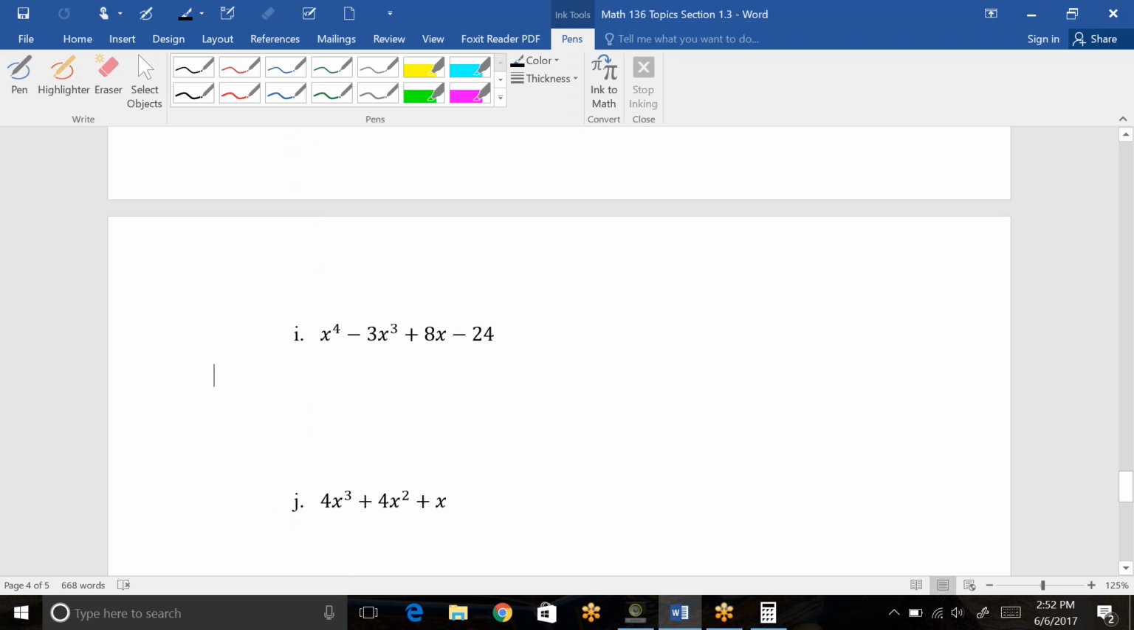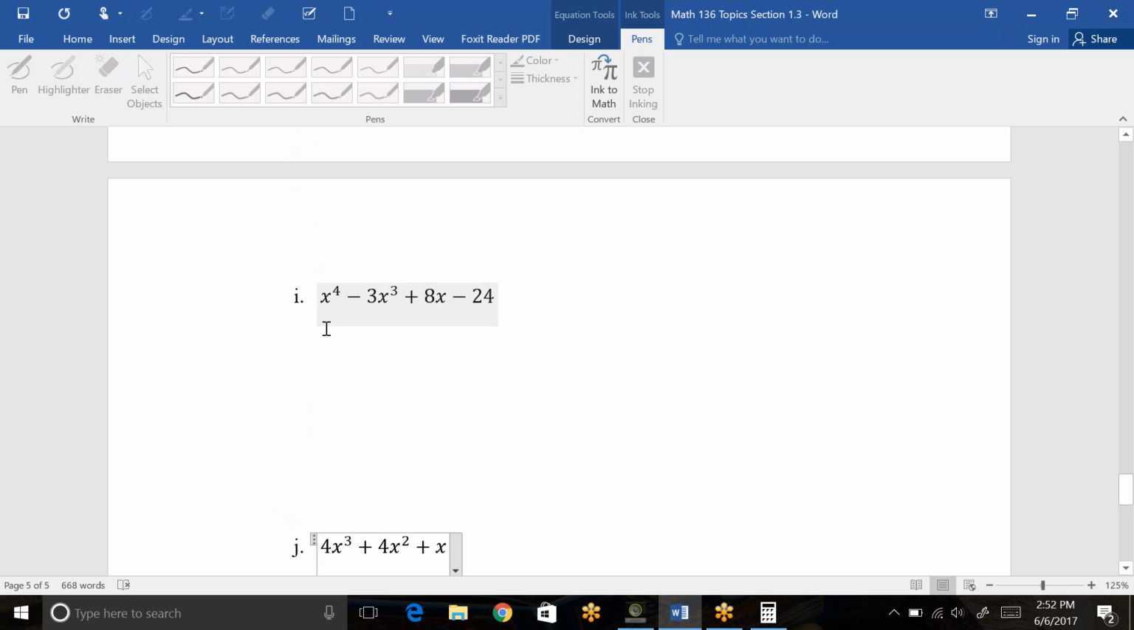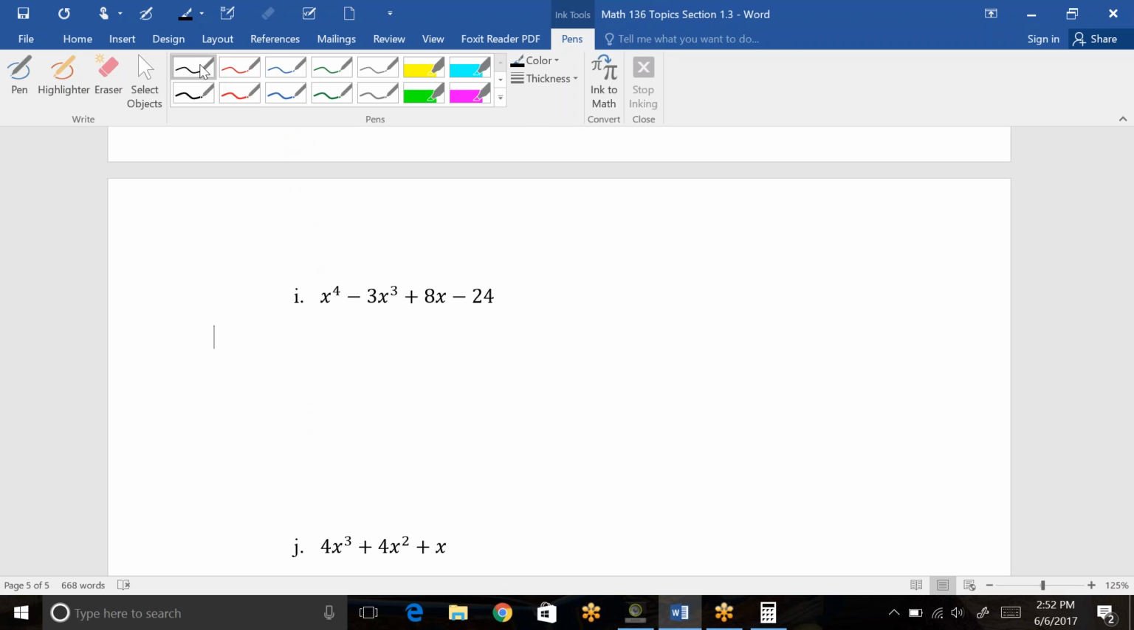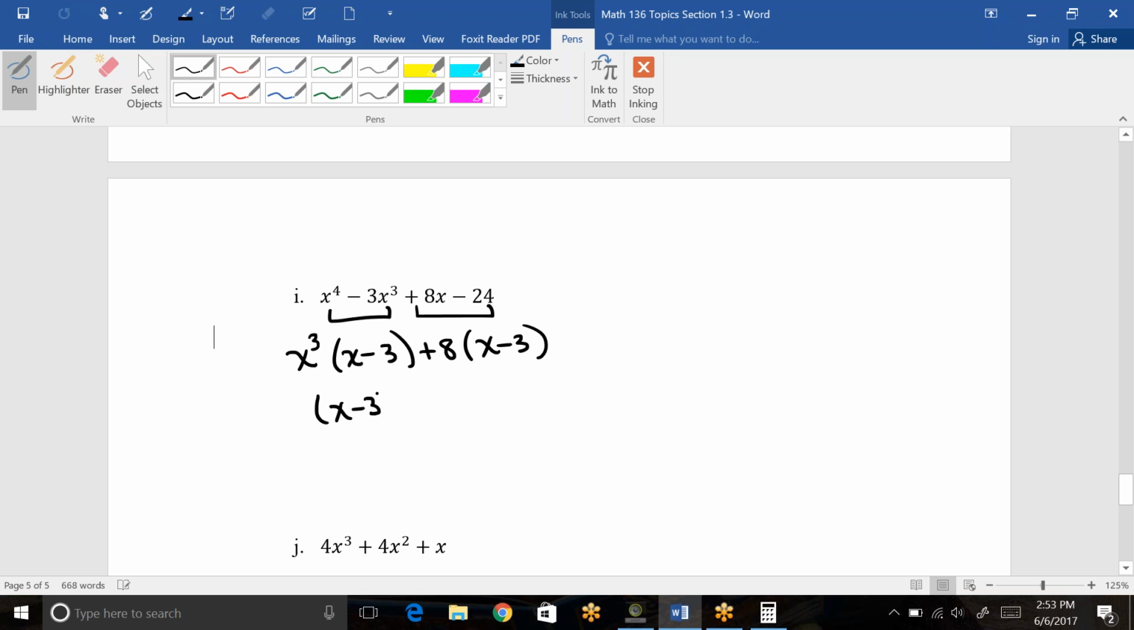All right, let's look at I. No GCF that we can pull out all the way across, but we can factor by grouping since there are 4 terms, or at least we can try. I can pull an x cubed out of the first pair. That would leave me with x minus 3. I can pull a positive 8 out of the second pair. That would also leave me with x minus 3. So I have an x minus 3 and an x cubed plus 8.